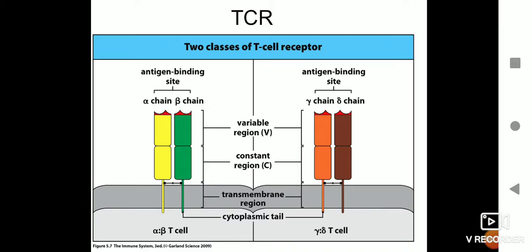One, the topmost, is called the variable region, or the CDR, where the CDR is located. Then you have the constant region. These two are present outside the cell. Below this we have the transmembrane region, and inside the cell you have the cytoplasmic tail, right? And on top of the variable region is the CDR, where you have the antigen binding site.